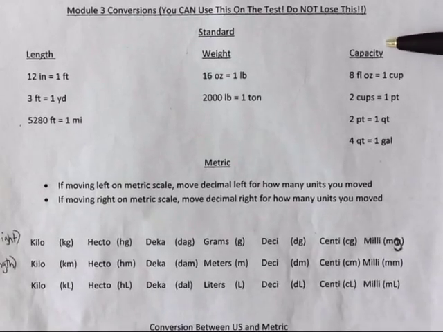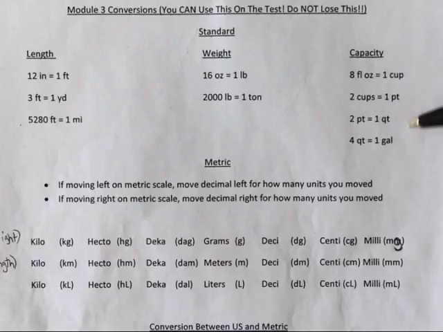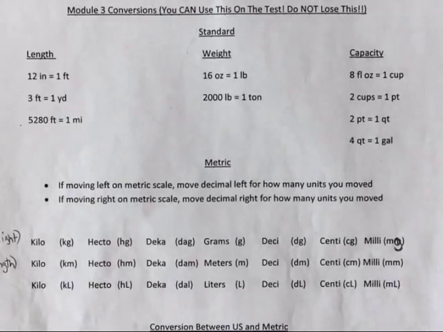So here are the US standard units for capacity that we're going to be using. We're looking at fluid ounces, which is not to be confused with ounces for weight. So fluid ounces, capacity. Cups, pints, quarts, gallons. If you've ever done any canning or cooking, you're probably familiar with those measurements. So we're looking at essentially volume, in most cases liquid volume here for capacity.